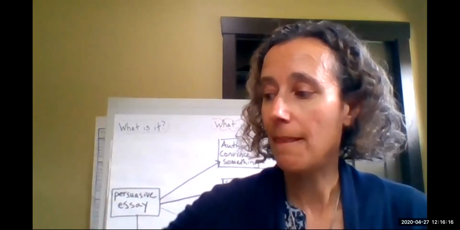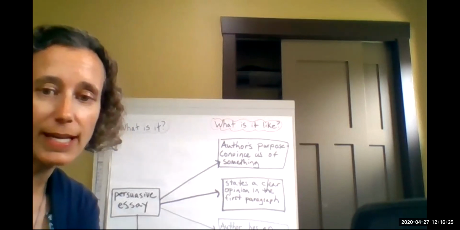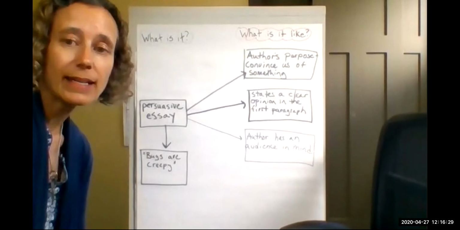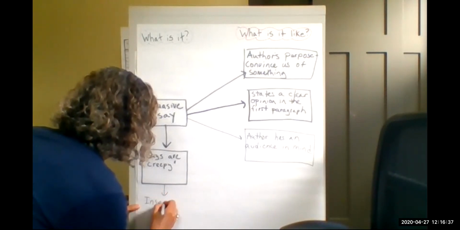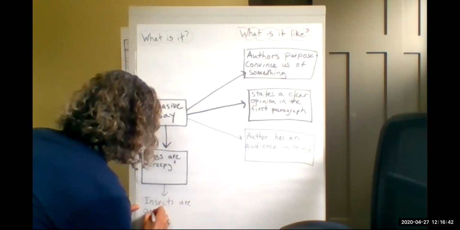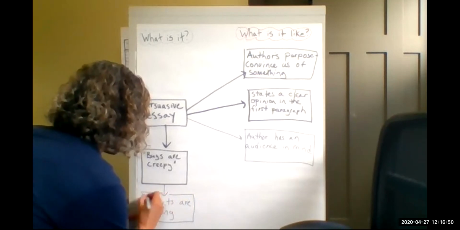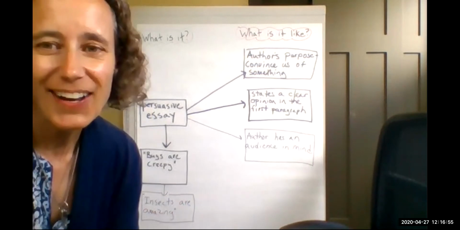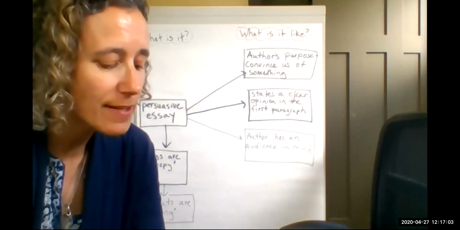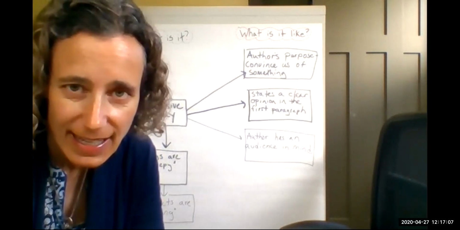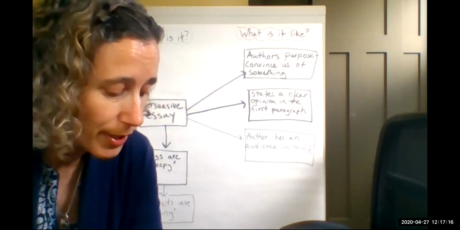So, writers, I'm going to go back to our chart over here. And I am going to add another example of a persuasive essay, which is insects are amazing. Okay, so today we learned that the author of persuasive essays have a purpose for writing and they have a certain audience in mind. For writing time, you should go to your online writer's notebook each day.